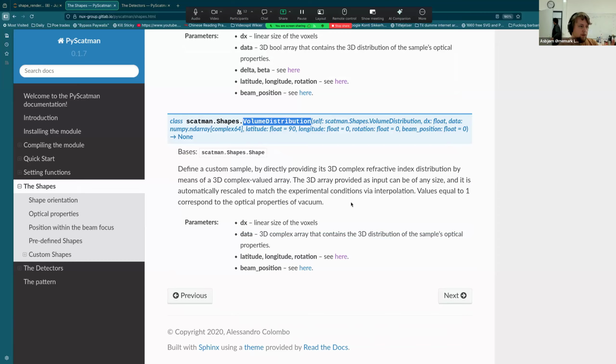This is one of the nice things: you don't have to match the grid exactly for the simulations, because it will do an interpolation. So you make your volume distribution as detailed as you need it to be to capture the shape, and then it will interpolate into the right level of detail for the amount of scattering or the scattering angle that you have chosen. Okay, thank you.